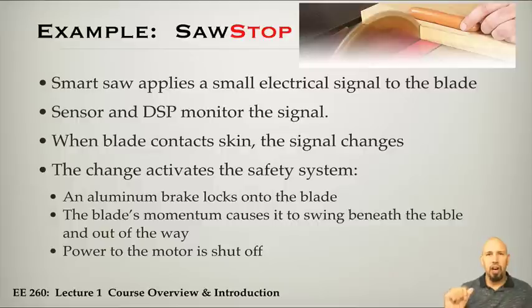If you've ever used a table saw, when you hit the off button, the blade doesn't stop spinning. It takes about 30 seconds before the blade stops spinning. It has to wind down. It's got a lot of inertia. And so when the aluminum brake locks onto the blade, it uses the momentum, the inertia, to swing the blade out of the way, so it's no longer touching the finger. That's the kind of situation that we're looking at. That's the application. That's the problem. That's the approach. Now how do we apply this in an embedded system?